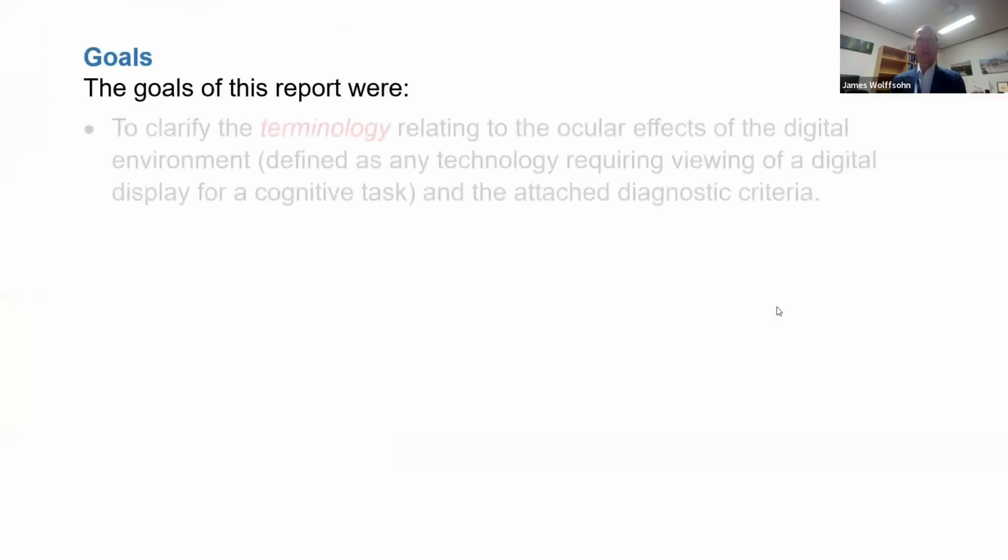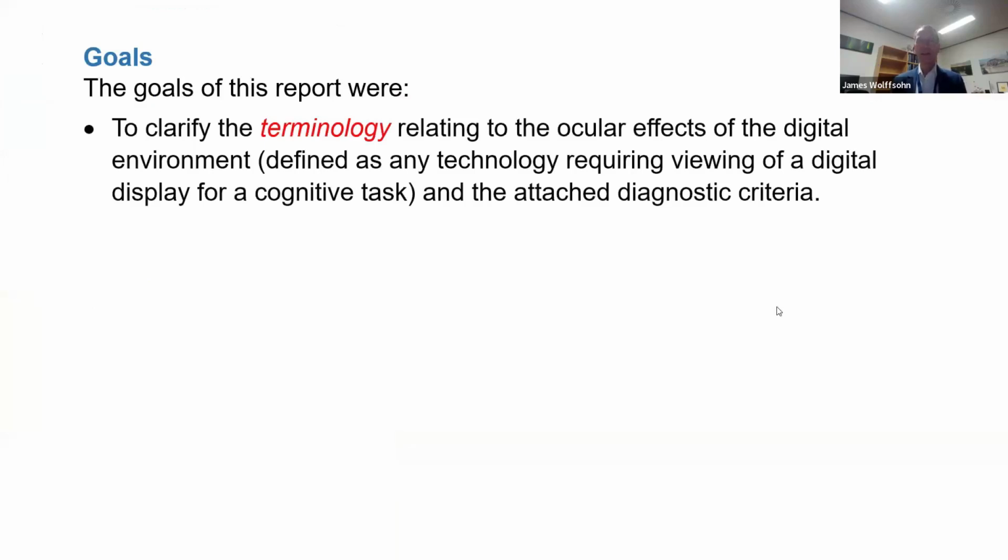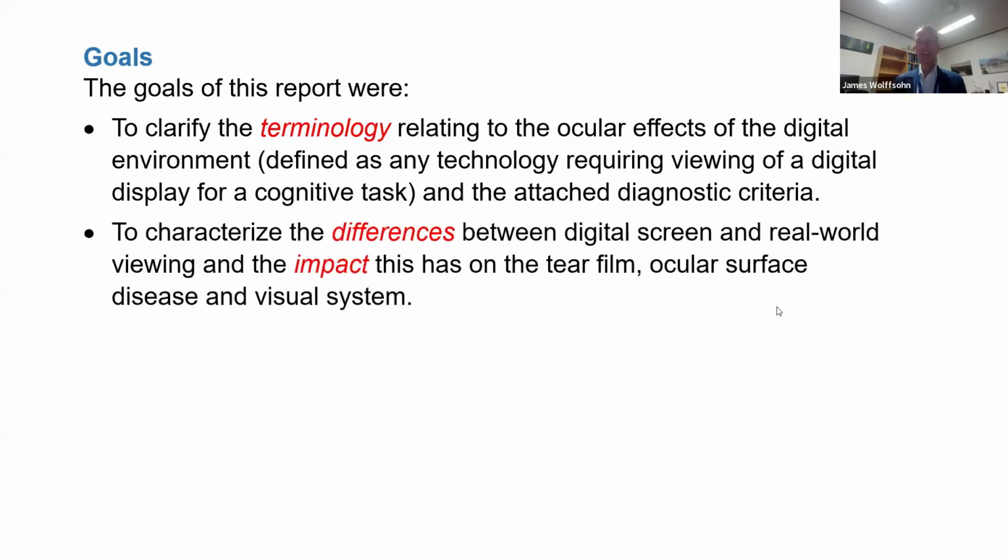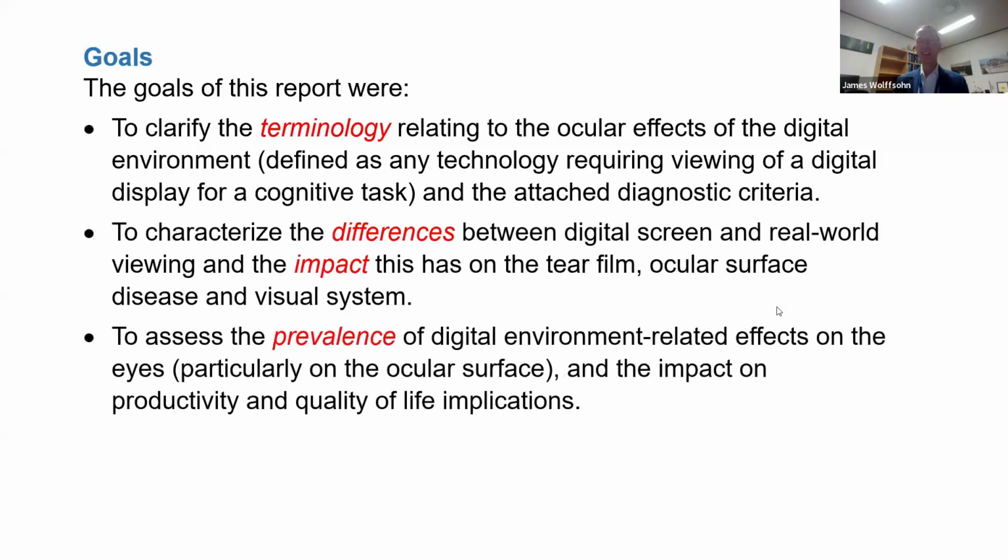So what were the goals of the report? Well, as I mentioned earlier, to clarify the terminology relating to ocular effects of the digital environment. And when we think about the digital environment, we'll define that as well. To characterize the differences between the digital environment and the traditional paper environment or real world environment, and the impact this has on the tear film, ocular surface disease, and visual system. To assess the prevalence of the digital environment in terms of its effect on the ocular surface, and also issues of impact on productivity and quality of life.